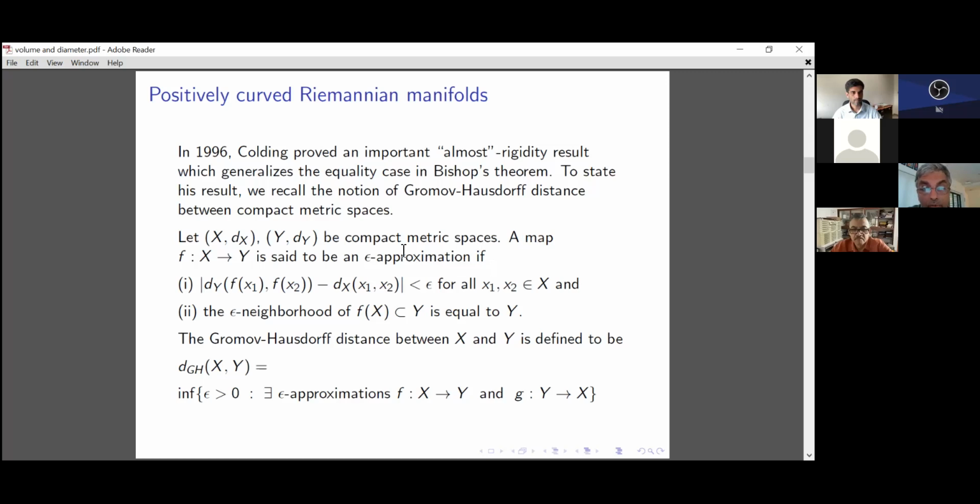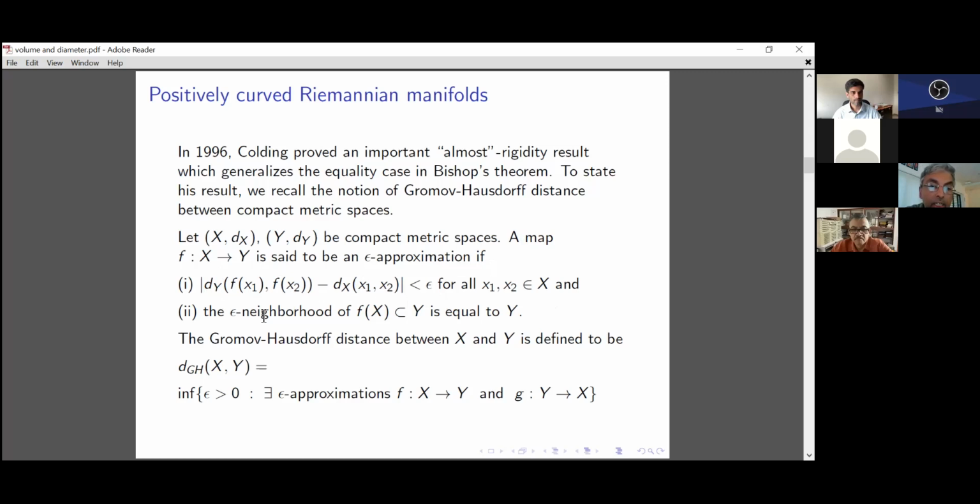The map need not even be continuous. So if the distances between points are preserved up to an error of epsilon, that is, the distance between f of x1 and f of x2 and the distance between x1 and x2 differ by less than epsilon for all x.